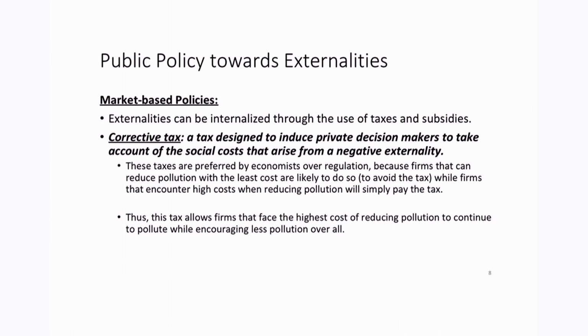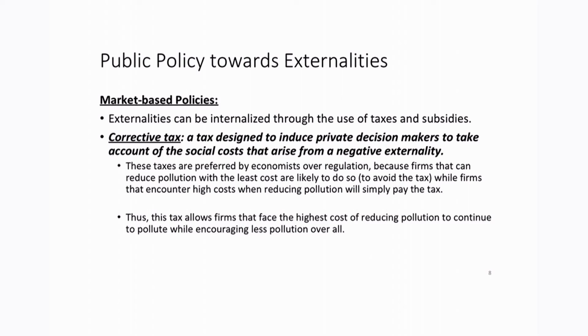The second type are market-based policies, and these include a corrective tax, tax subsidies, and pollution permits. These are solutions that alter the supply and demand outcomes in the model so that the equilibrium, once it takes into account these policies or these market-based solutions, creates an equilibrium outcome closer to that which is socially efficient.